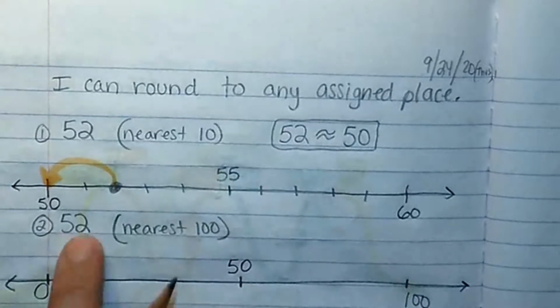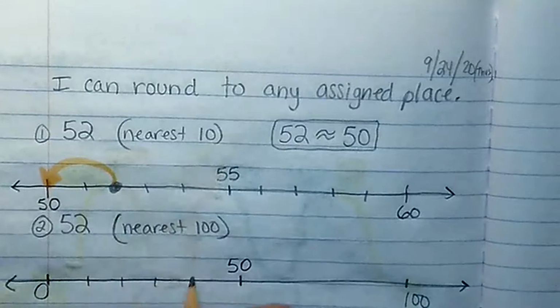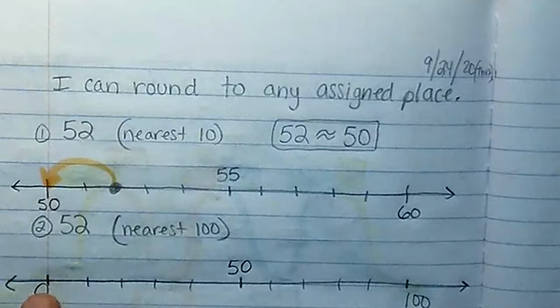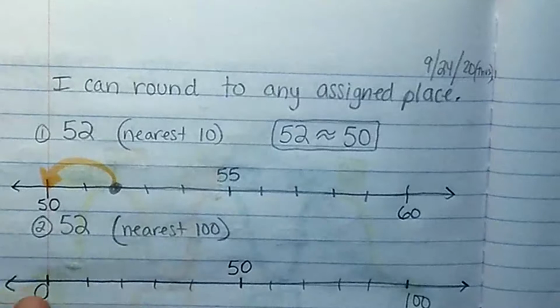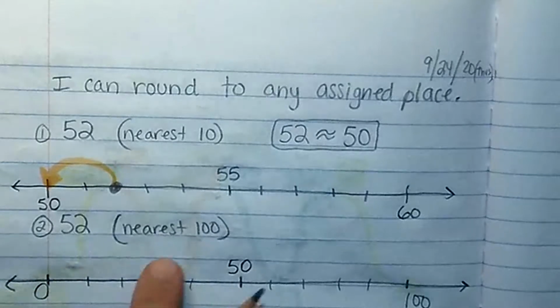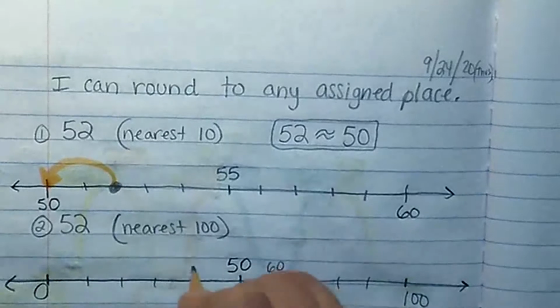So where would 52 be? Well, let's make my four marks. 1, 2, 3, 4. 1, 2, 3, 4. Am I counting by ones? 1, 2, 3, 4, 5? No, I'm counting by tens. 10, 20, 30, 40, 50. That means this mark next to it is 60.